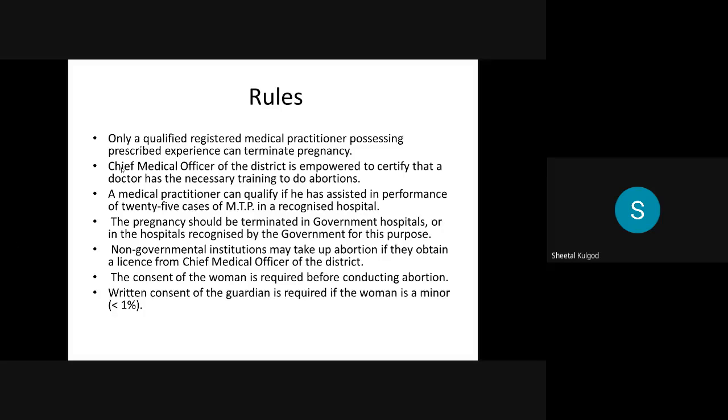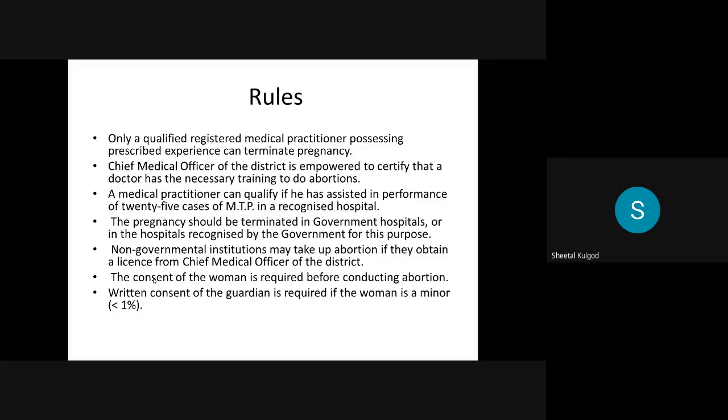So the rules are: only a qualified registered medical practitioner possessing a prescribed experience can terminate the pregnancy. The Chief Medical Officer of the district is empowered to certify that a doctor has the necessary training to do abortions. A medical practitioner can qualify if she has assisted in the performance of 25 cases of MTP in a recognized hospital. The pregnancy should be terminated in government hospitals or in hospitals recognized by the government for this purpose. Non-governmental institutions may take up abortion if they obtain a license from the chief medical officer of the district.